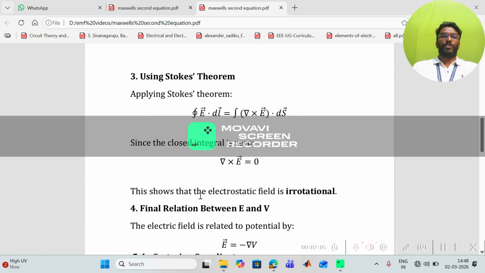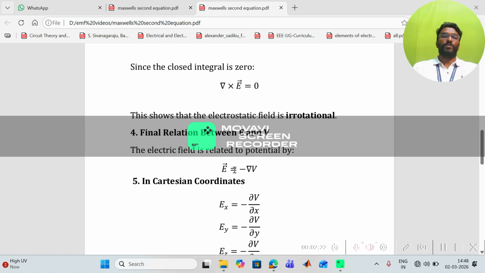So we can make use of Stokes theorem. If we apply Stokes theorem for the expression closed integral of E bar dot dl, we are converting line integral to surface integral. So we can say del cross E bar dot ds. Since the closed integral is 0, we can say del cross E bar is equal to 0. Which shows that electrostatic field is irrotational.